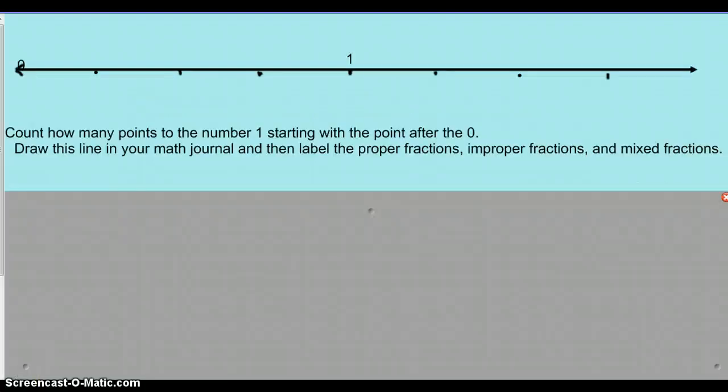Count how many points to the number 1, starting with the point after the 0. You can see the 0 there. So 1, 2, 3, 4. So it's divided into fourths. Draw this line in your math journal, then label the proper fractions, the improper fractions, and mixed fractions on the number line. Pause the video now.